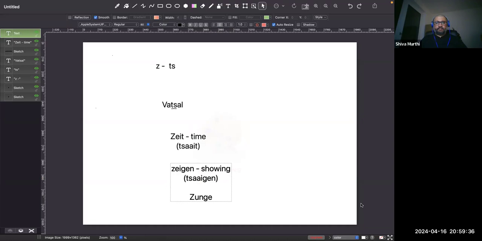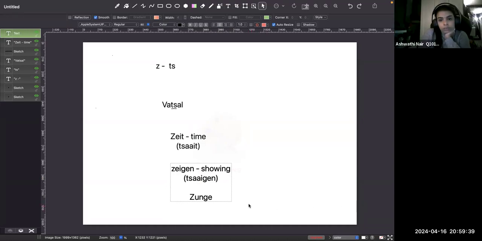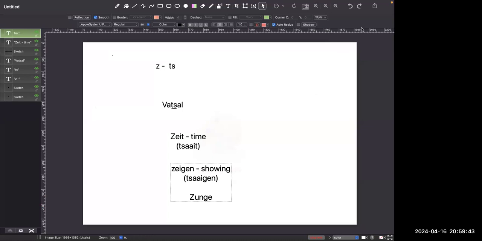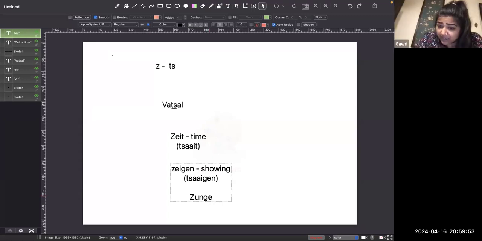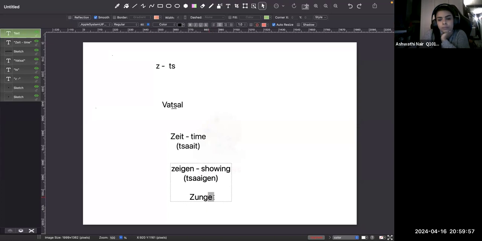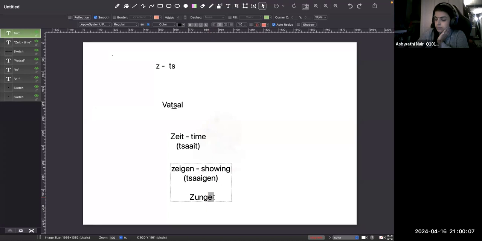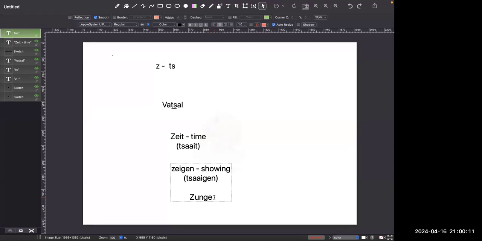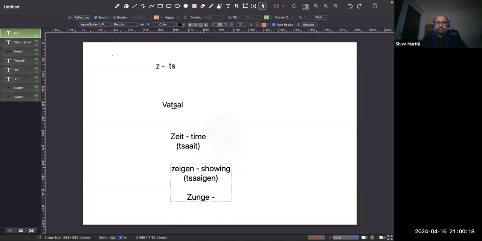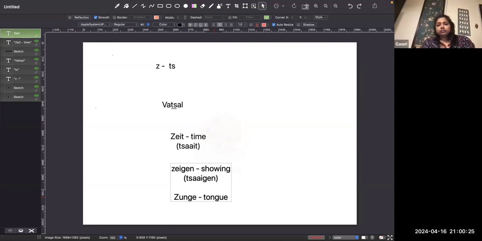Tsunga. Sunga. Guys, one thing more. Whenever you see that E is coming at the end, you have to give the sound of towards the E. Pronounce it. Sunga. Zunga. Yes. Sunga means tongue.